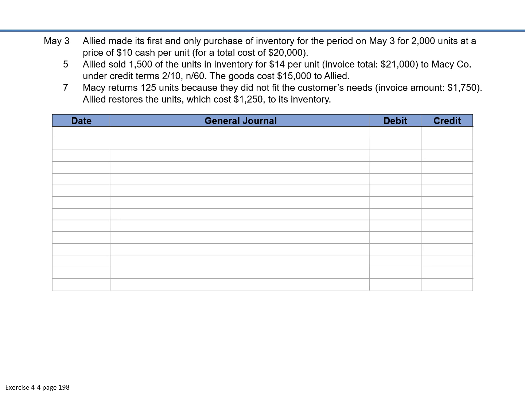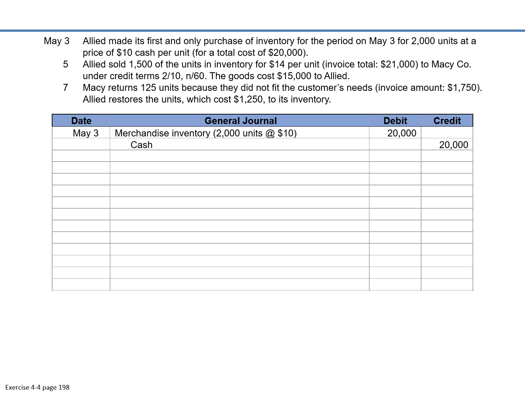All right, so on May 3rd, Allied made its first and only purchase of inventory for the period: 2,000 units at a price of $10 cash per unit for a total cost of $20,000. We don't even have to do the math, right? So on May 3rd, what do we record? Increased inventory, right? 2,000 units times $10 per, $20,000 debit, increase inventory asset account with a debit, reduce cash.